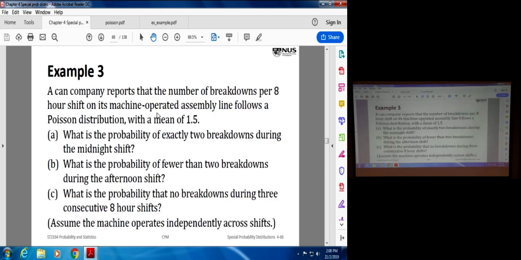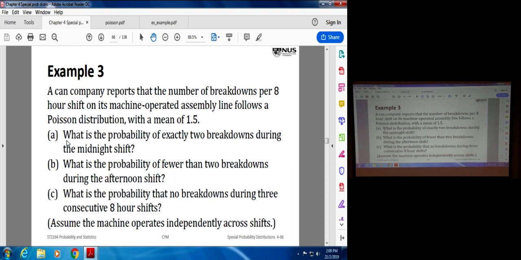Okay, example 3 is a little bit more interesting. Let's start with the opening of the question. A can company reports the number of breakdowns per 8-hour shift on its machine-operated assembly line is assumed to be Poisson with mean 1.5. We're now asked some questions, so let's start with A, and we'll go back to B and C. A asks the probability of exactly 2 breakdowns during a midnight shift.